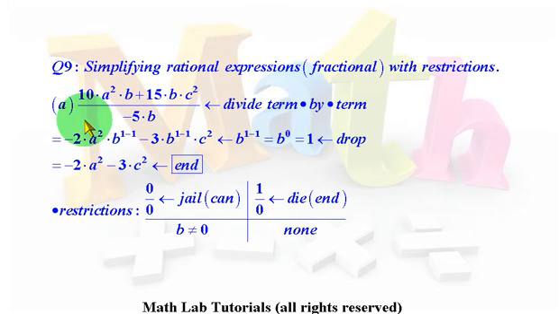Question 9a. We have a quotient, and a quotient is also called rational. We have 10a squared dot b plus 15b dot c squared all over minus 5b. The idea here to reduce this is to divide term by term. When we have 10 divided by minus 5, you get minus 2. And then a squared dot b divided by b will just give you an a squared.